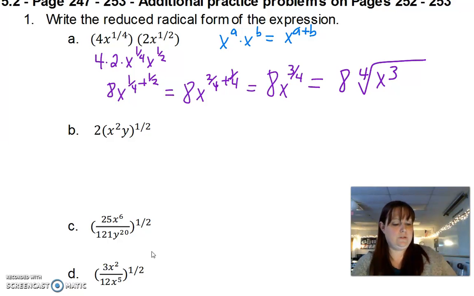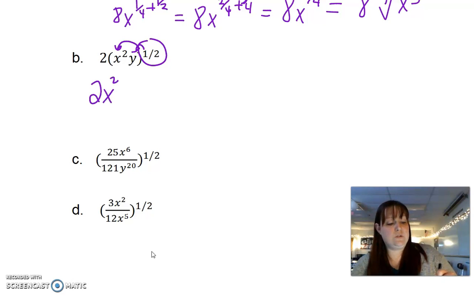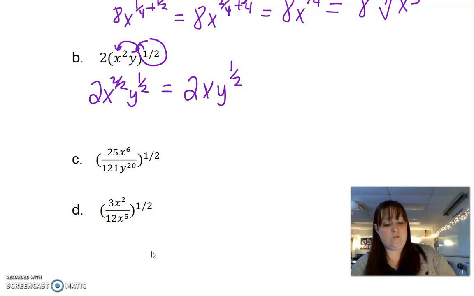Okay, so this one, remember our properties of exponents say that if we raise something to a power, we bring that and we multiply it by each exponent. So this is 2x to the 2/2 y to the 1/2. So we simplify that to be 2x y to the 1/2. And now since we want it in radical form, that just equals 2x times the square root of y.